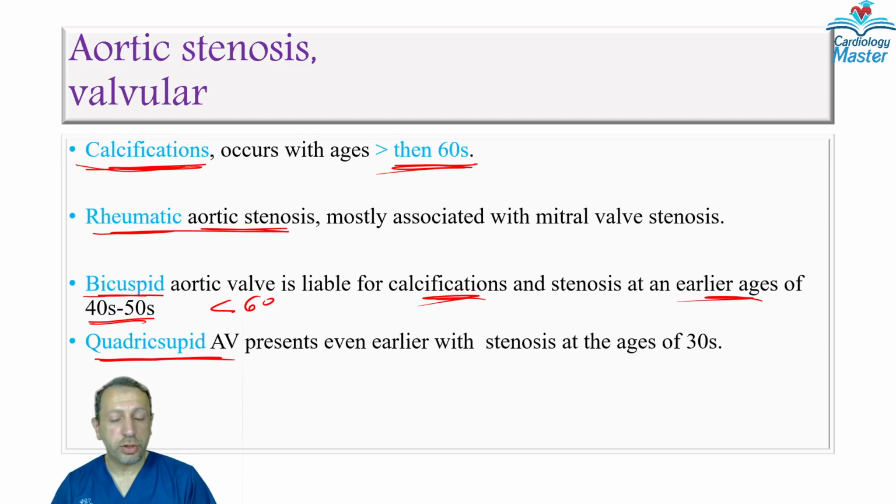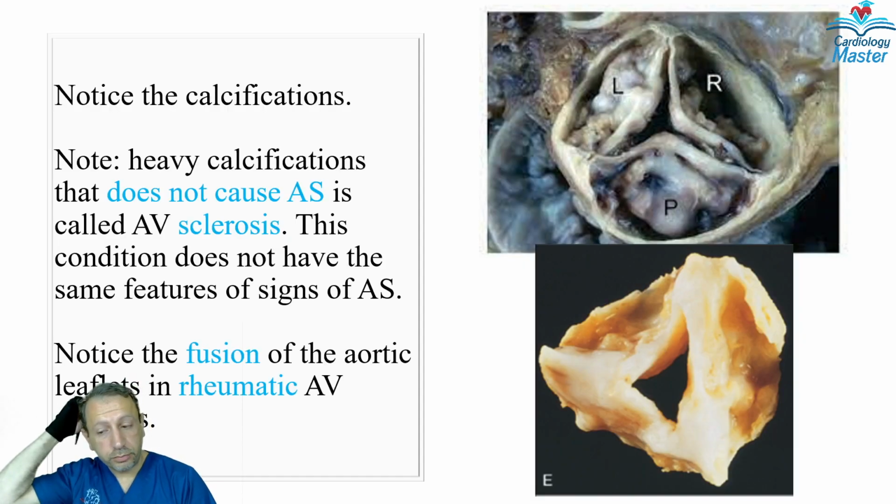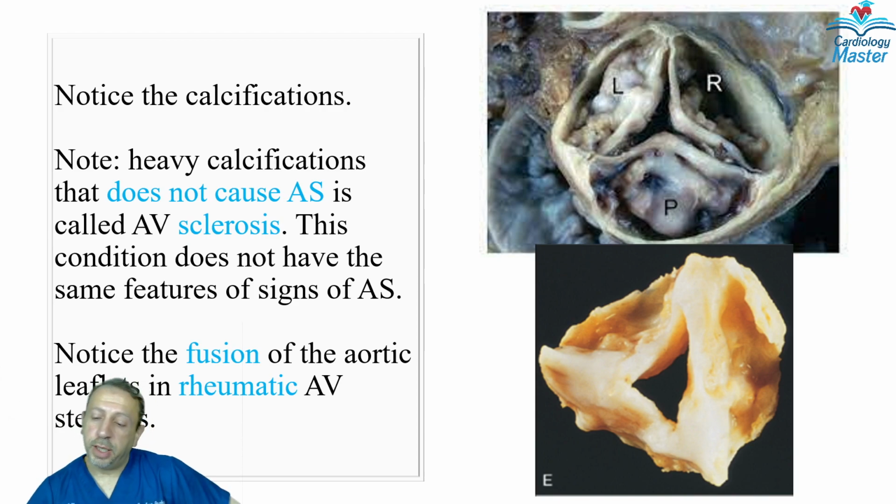Regarding rheumatic causes of aortic stenosis, be aware that they are almost always associated with mitral valve stenosis, and as we said, quadricuspid is a rare entity. Notice here the image on the right. You can notice the bulky calcifications that are precipitated and invading the valve leaflets here.